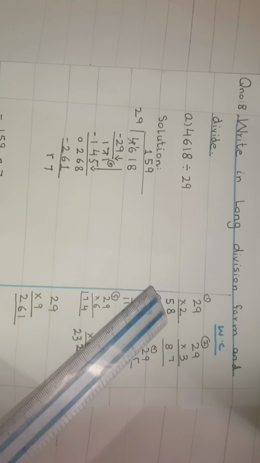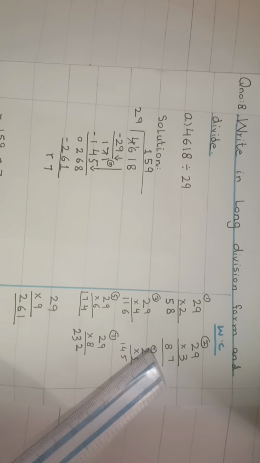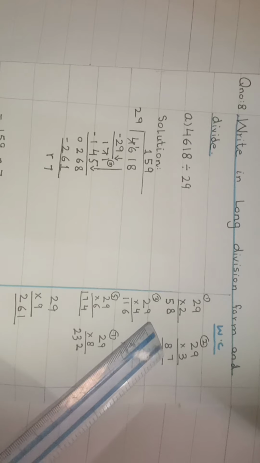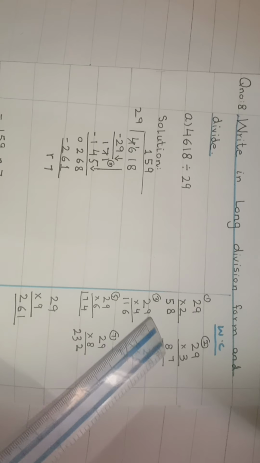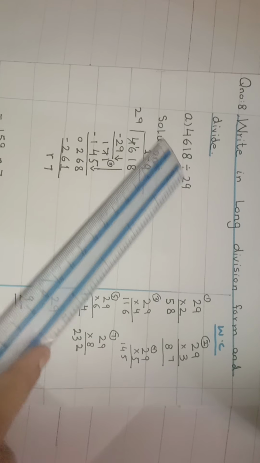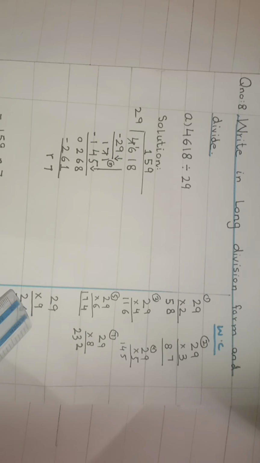2 nines are 18, 1 carry, 2 twos are 4 plus 1, 5. Same for 29 threes: 3 nines are 27. We will write 7 and 2 will be carry. 3 twos are 6 plus 2, 8. In that way, before starting our question, we will find out the table till 9.